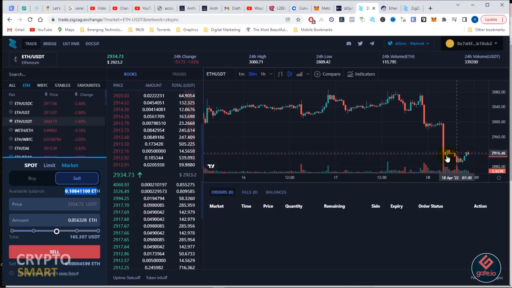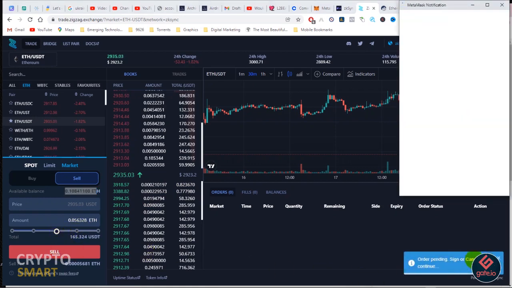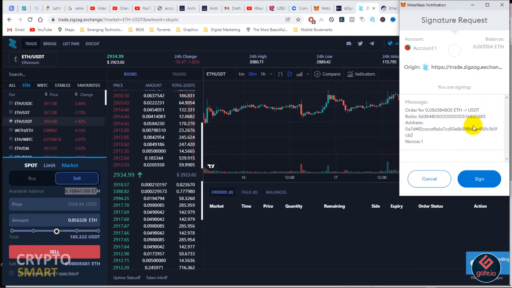Wow. Okay, maybe the live update here is not working effectively. So I'm just going to sell half of it using the market sell. The other pending sign or cancel to continue. So I'm just going to sign that. I wonder how much they are going to take for this particular trade.